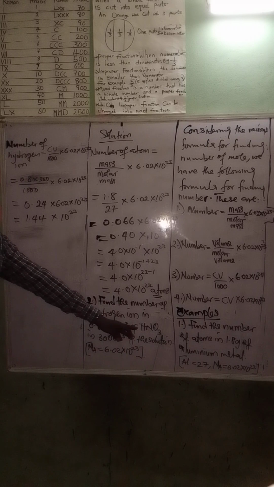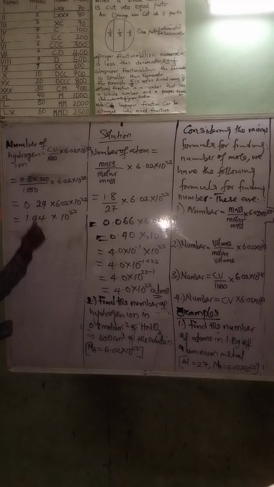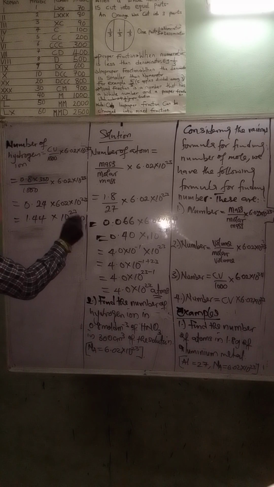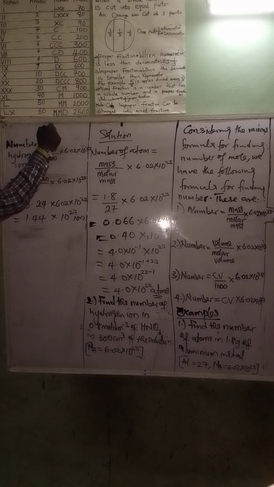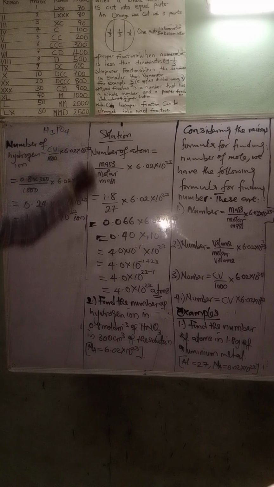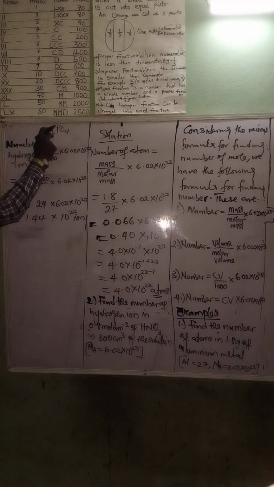And if the acid is H2SO4, where the basicity is 2, you have to multiply this number by 2 to get the number of hydrogen ion. So this is ion. Take note of that. If the acid is H3PO4, you have to multiply your answer by 3, by the basicity. So you are leaving it like this because anything times 1 is that thing.